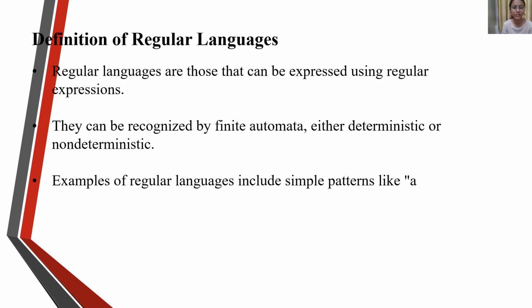Let us see about the definition of regular languages. Regular languages are those that can be expressed using regular expressions. They can be recognized by finite automata, either deterministic or non-deterministic. Examples of regular languages include simple patterns like a.